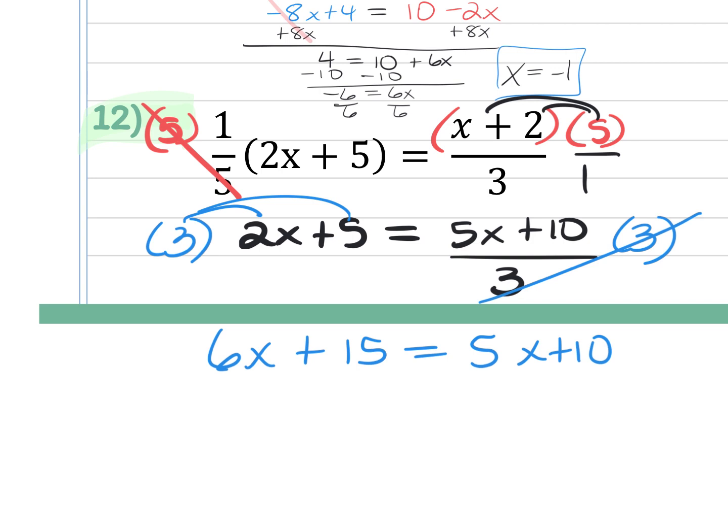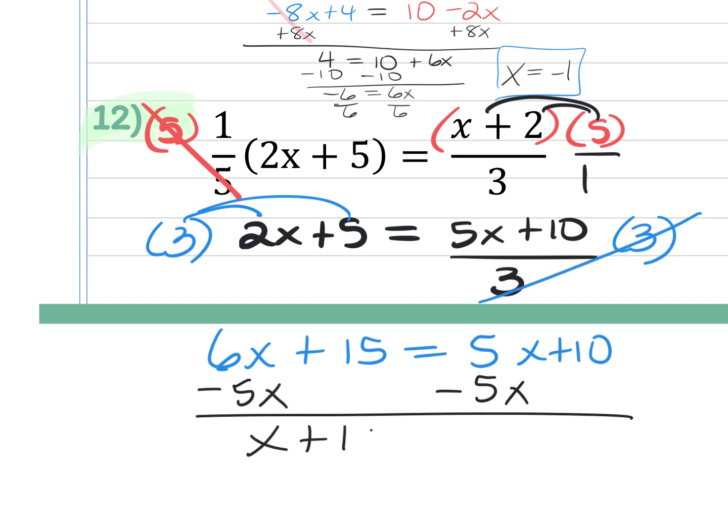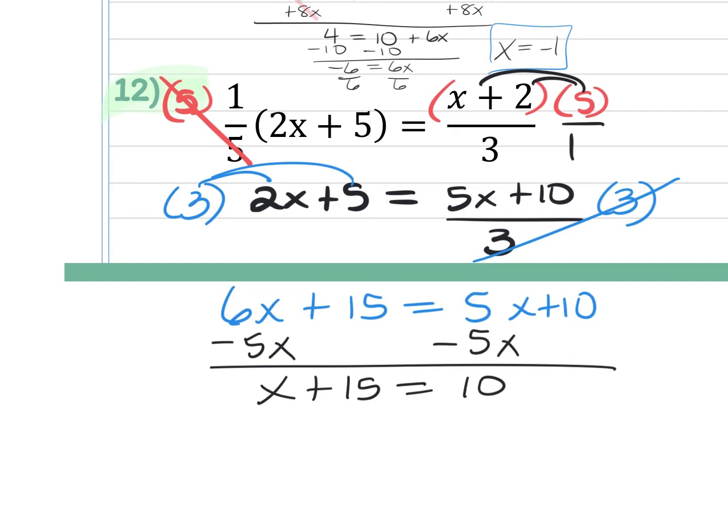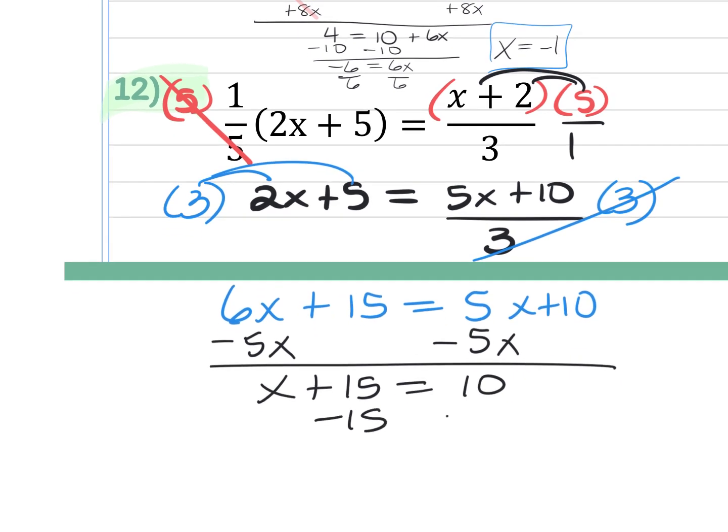Now I'll begin my solving process. Subtract the 5x. I get x plus 15 equals 10. Move the 15 by subtracting it. And x equals negative 5. Now, you could have distributed the 1/5. It works as well, but it makes it a lot easier if you get rid of the fractions.